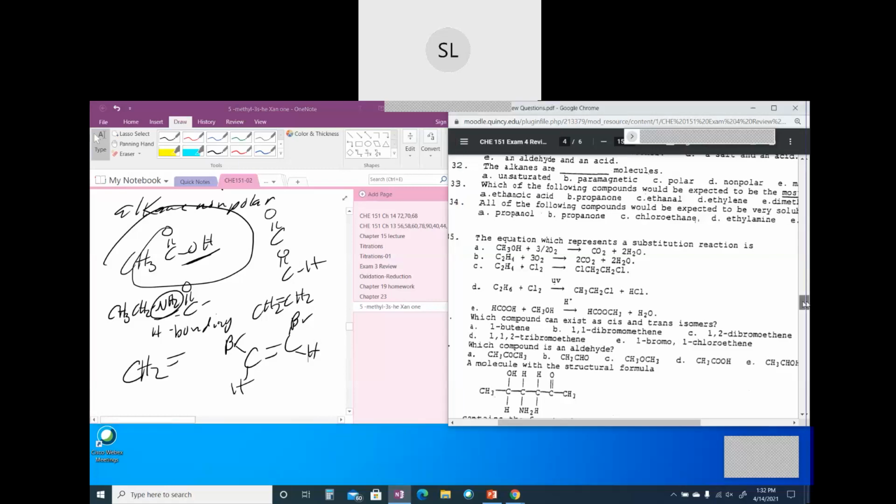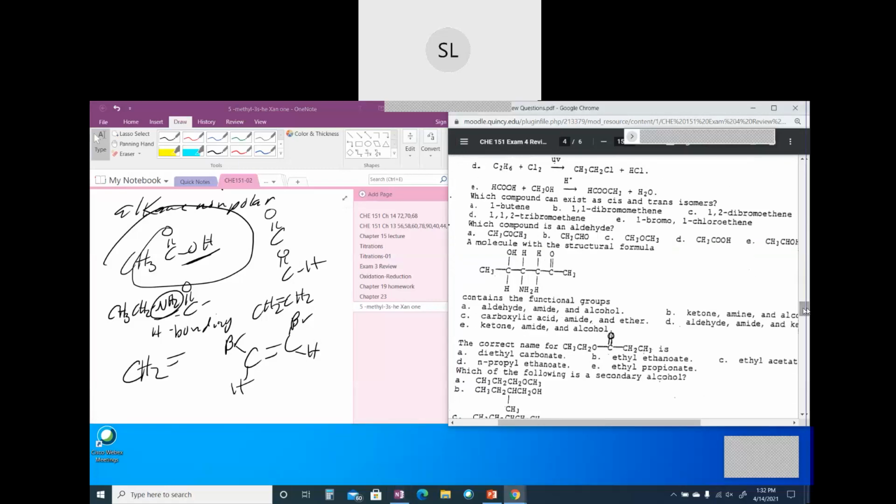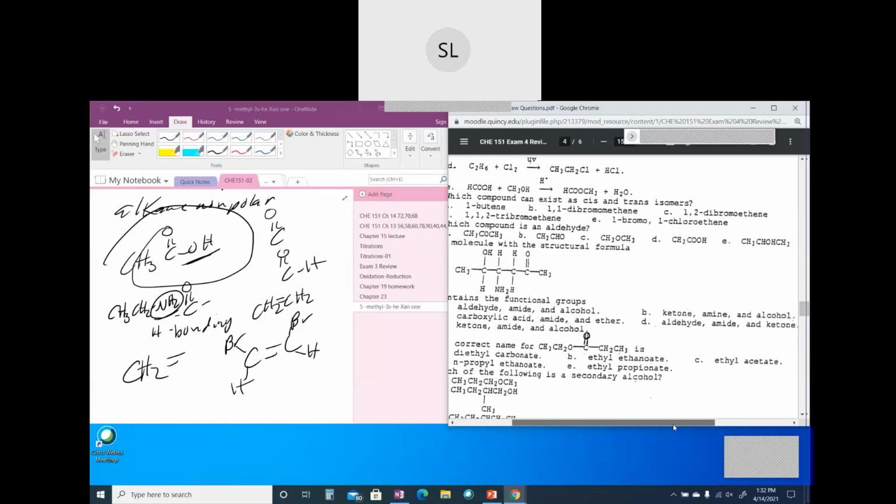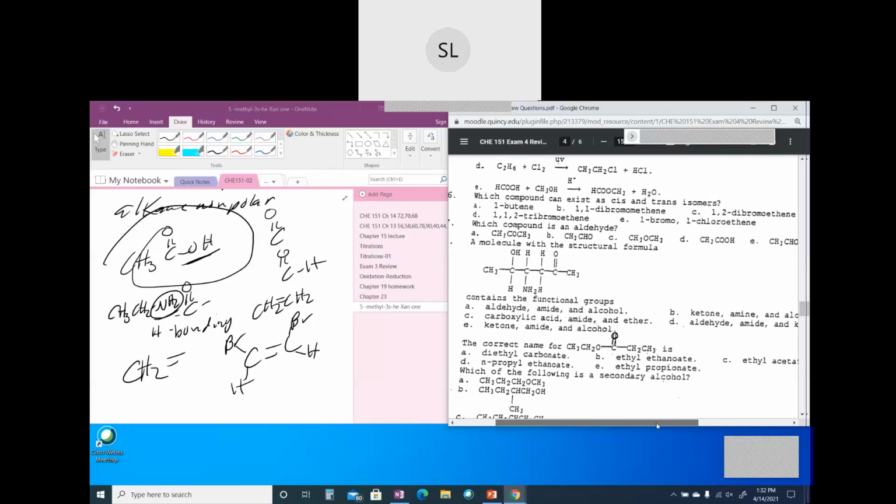All right, which of the following is an aldehyde? First one's a ketone, second one's the aldehyde. So that's the aldehyde. Then you got your ether, you got your carboxylic acid, and you got your alcohol.